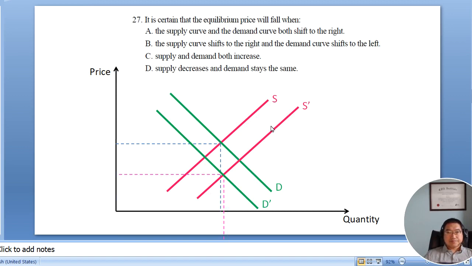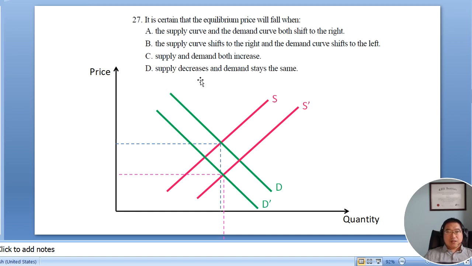Okay, supply and the demand, we're talking about C now. Supply and the demand both increase. That is essentially A, both curves shift to the right. So we have done the analysis. The equilibrium price won't necessarily fall.